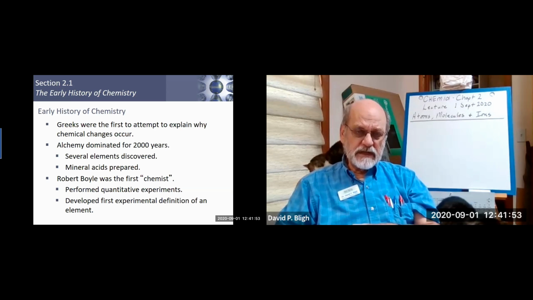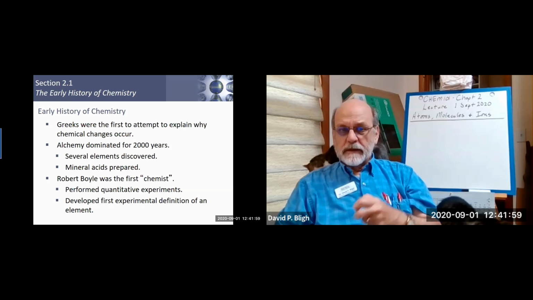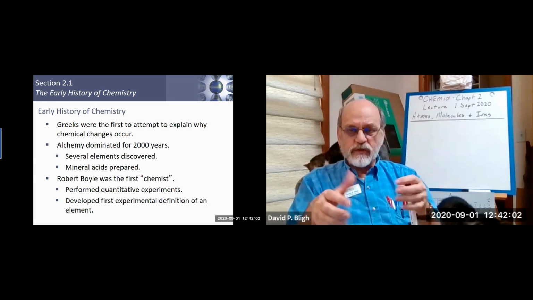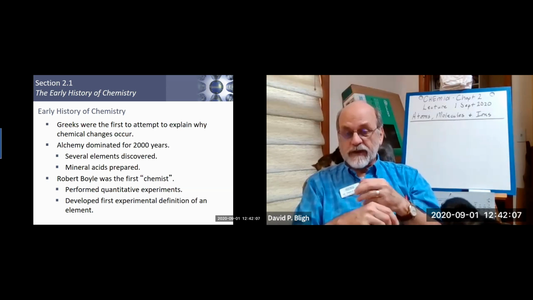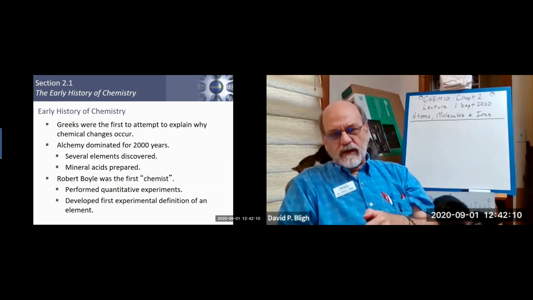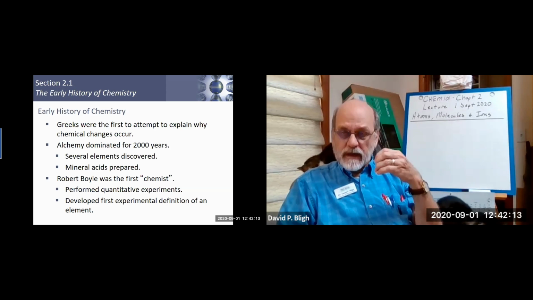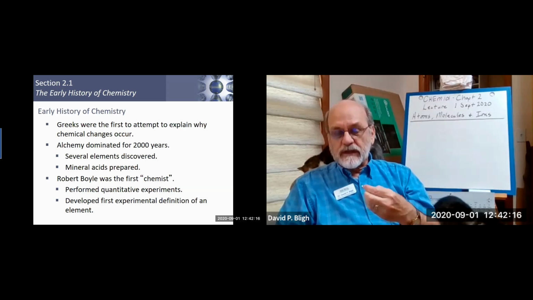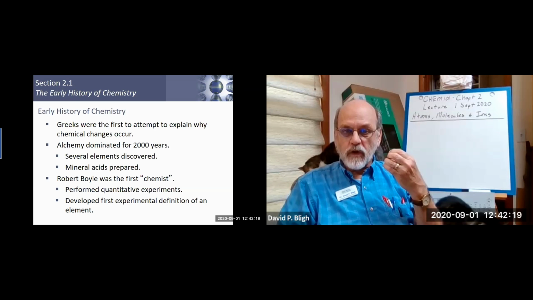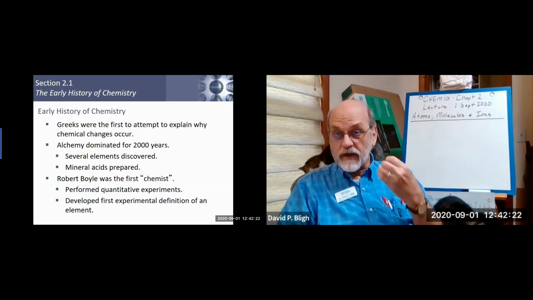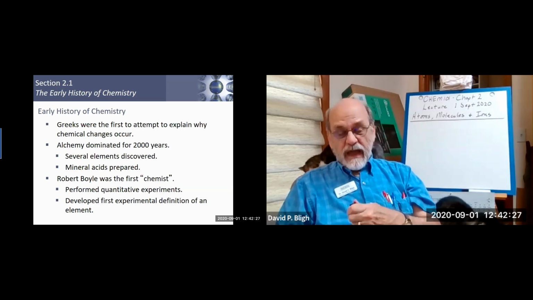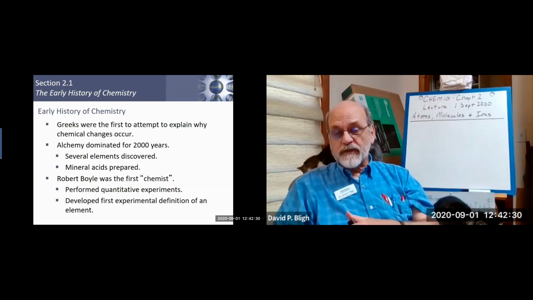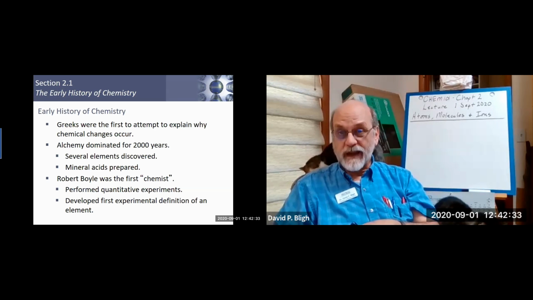It wasn't until the mid-17th century with Robert Boyle that modern chemistry started to congeal. And Robert Boyle, in fact, is often considered the first chemist. What they mean by that was in the modern sense. He conducted experiments which were quantitative. That is, he got numbers for the things that were happening. And he also came up with the first experimental definition for an element.